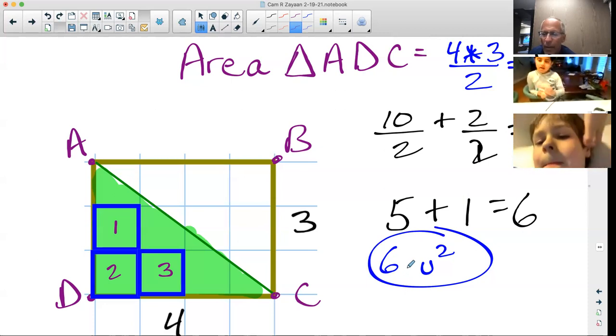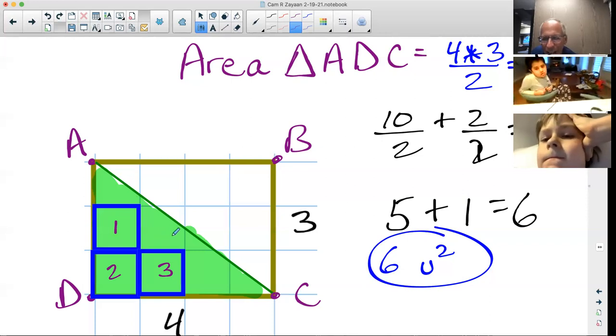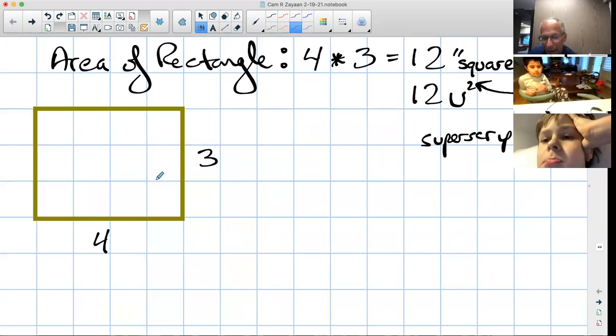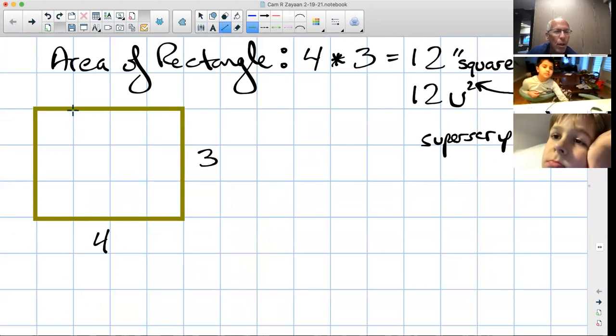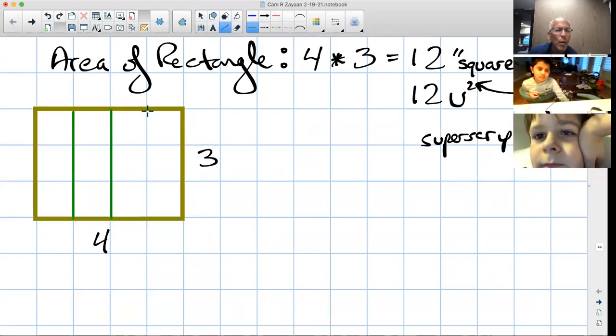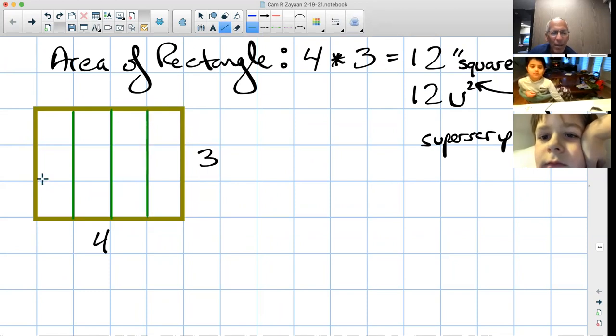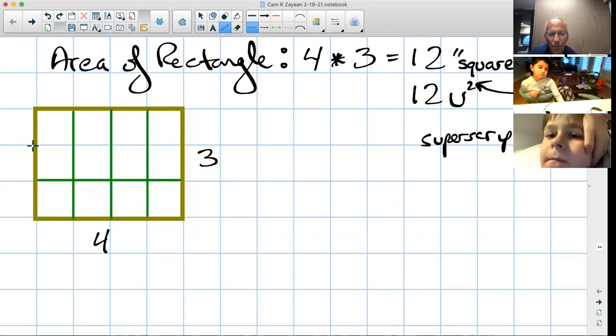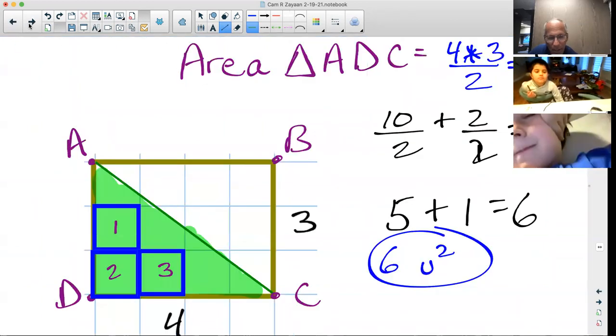Okay? Now, guys, you're not going to see complete square units like you will in a rectangle. Here you can literally count out 12 very beautiful, similar squares. But that's not going to happen in other figures. Sometimes it does. Most of the time it does not.